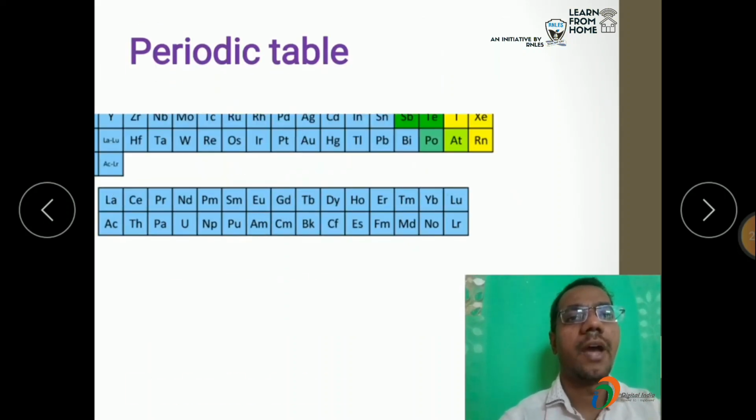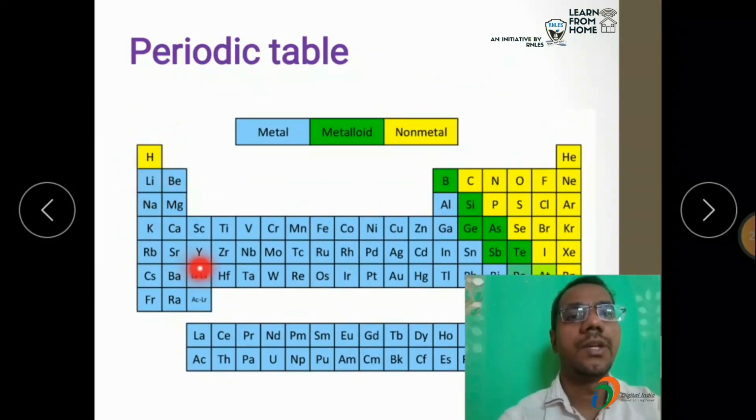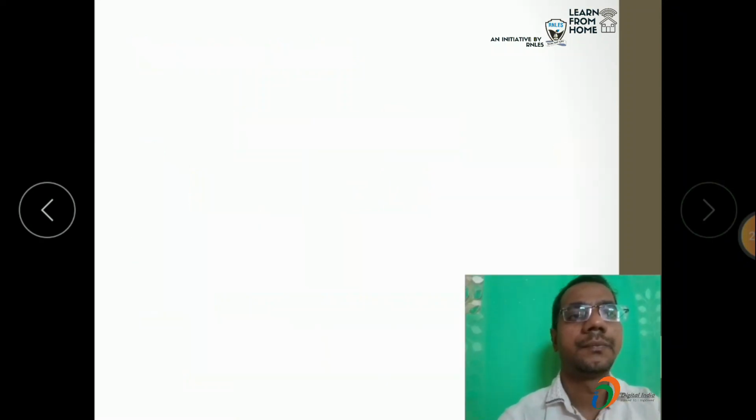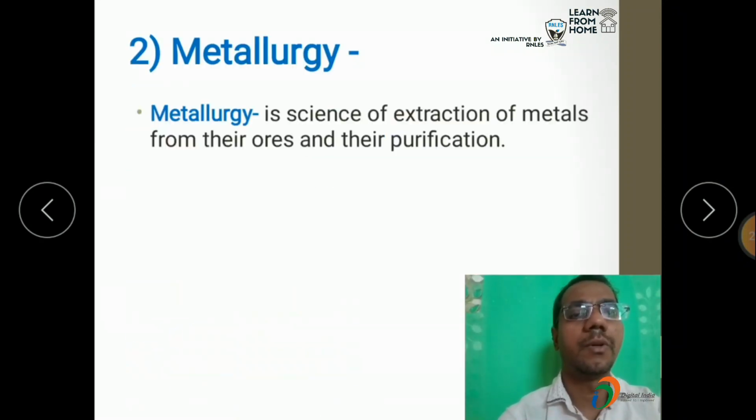So we have the periodic table in chemistry. Each element is arranged in a specific manner. Metalloids are present in between the metals and non-metals. You can check here, metal color, non-metal color and metalloid color. Next few terms, metallurgy. It is the science of extraction of metals from their ores and their purification.